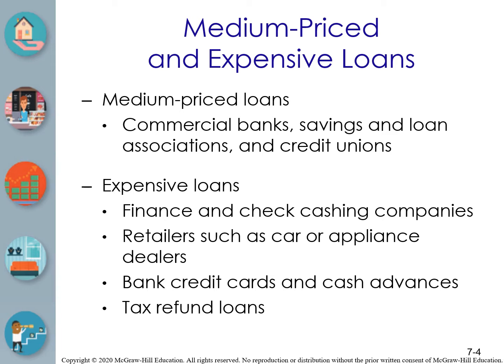The medium price loans are from commercial banks, and this is uncollateralized. You'd be borrowing from the depositories, the commercial banks, savings and loans, credit unions, and then more expensive loans. So those are the financial intermediaries that we spoke of earlier.